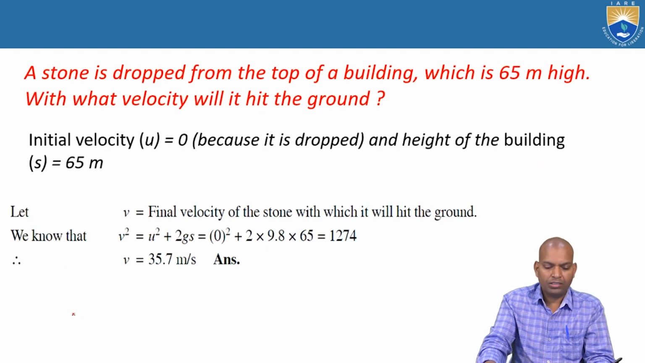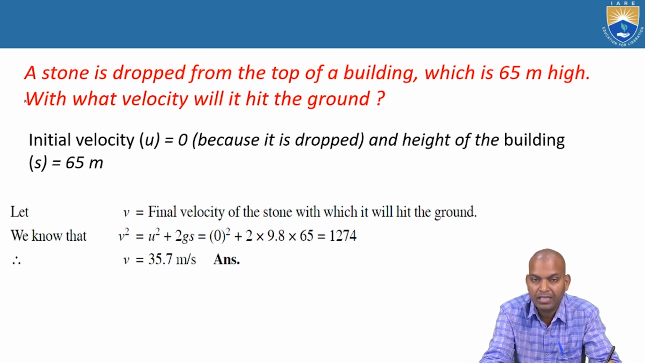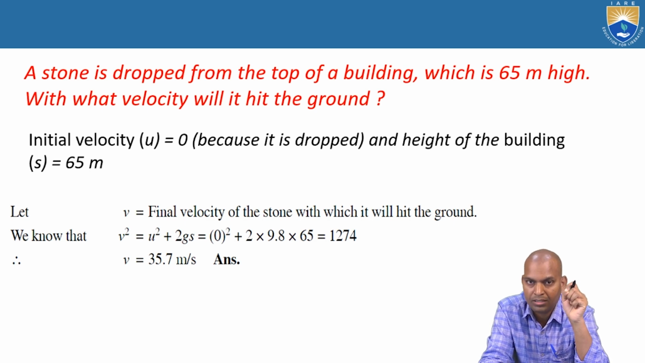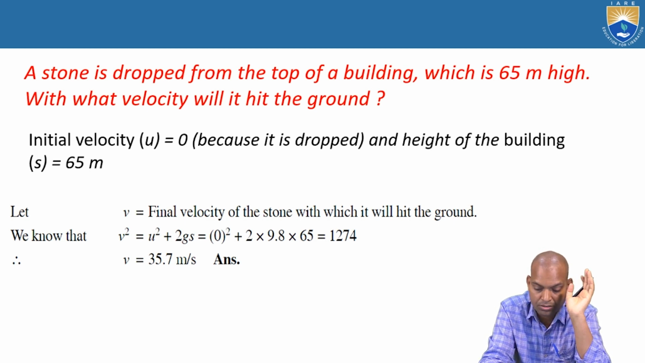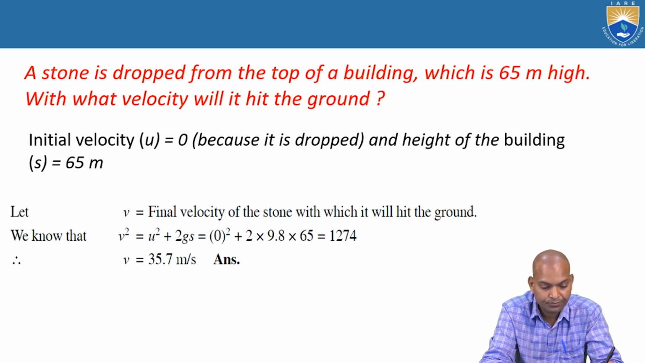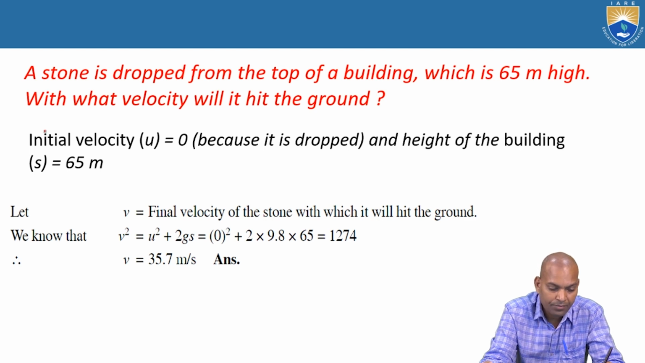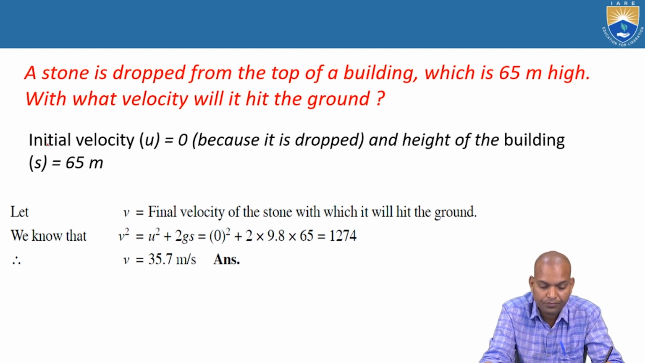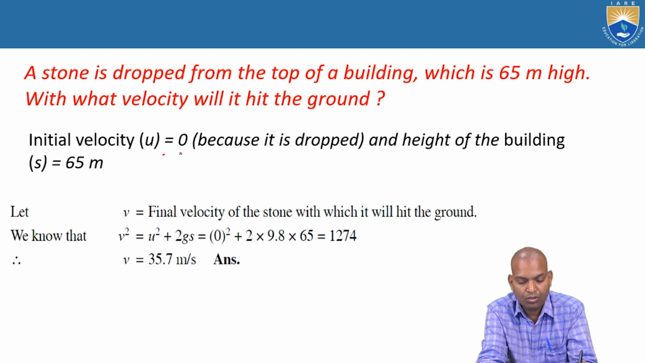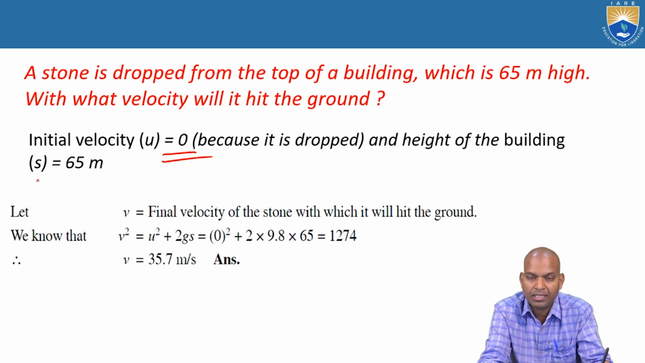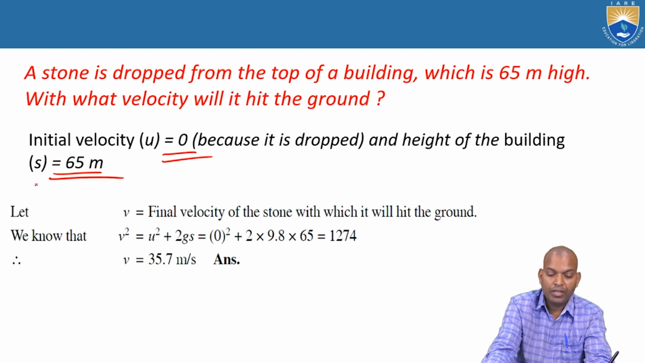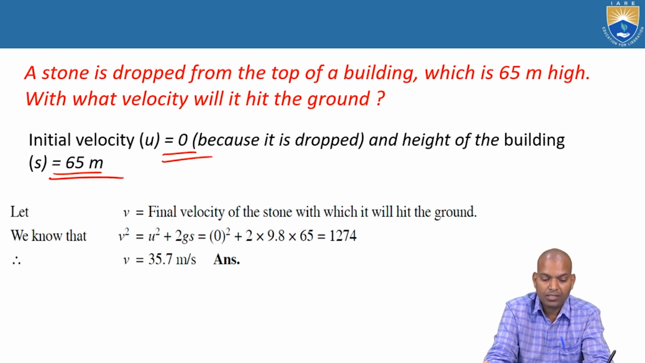The next one: a stone is dropped from the top of a building which is 65 meters high. The height of the building is 65 meters. Theoretically this is idealistic. With what velocity will it hit the ground? Now the initial velocity equals 0 because it is dropped, and the height of the building is 65 meters. We need the final velocity.